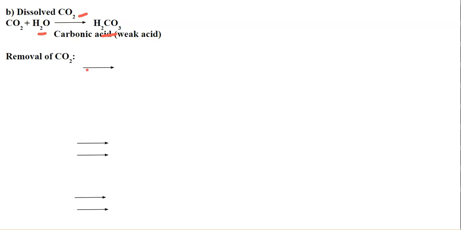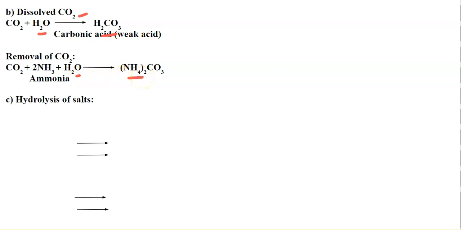So how we can remove this dissolved CO2? It can be removed by reacting it with ammonia. NH3 is ammonia. So carbon dioxide present in water will react with ammonia in H2O to form ammonium carbonate. So again, this ammonium carbonate is a water soluble salt and it won't be responsible for hardness of water.